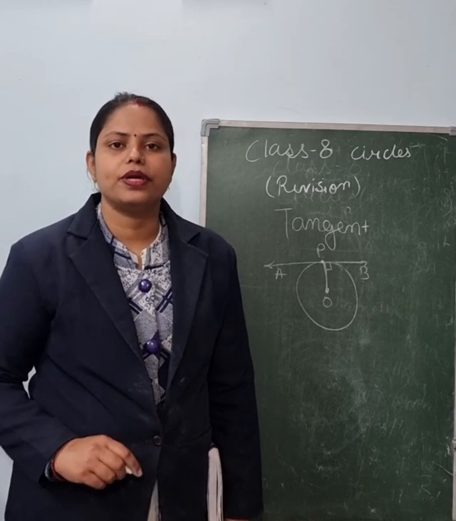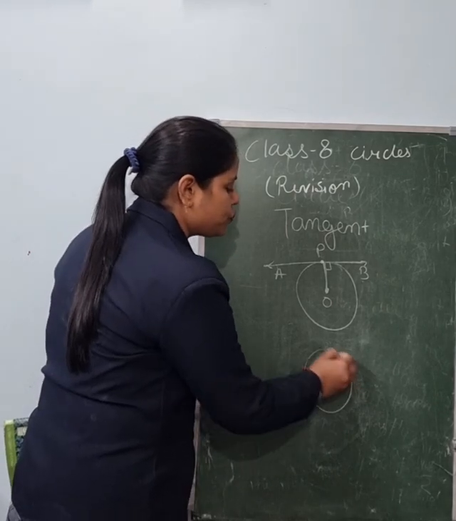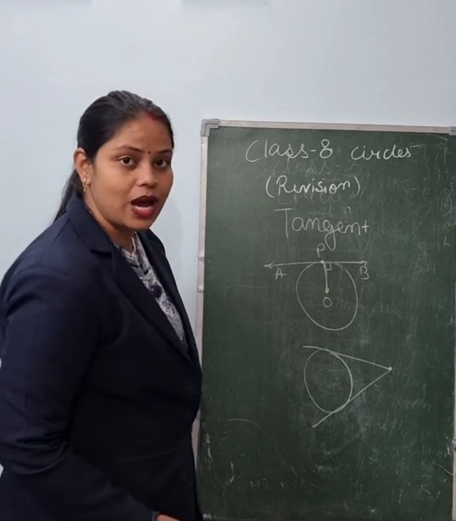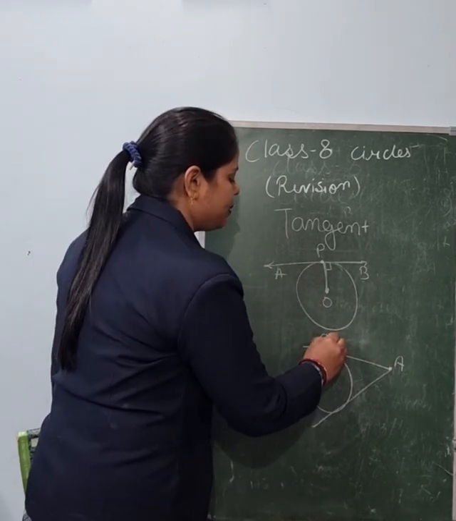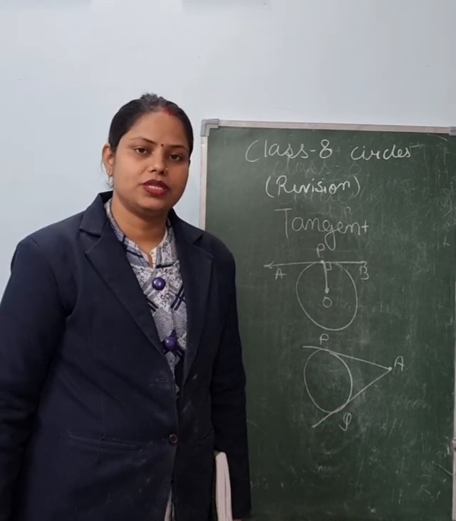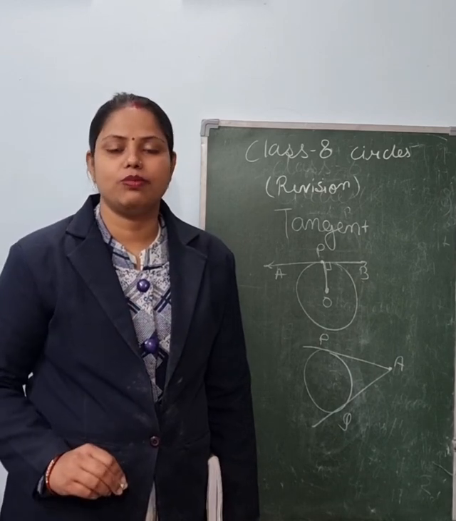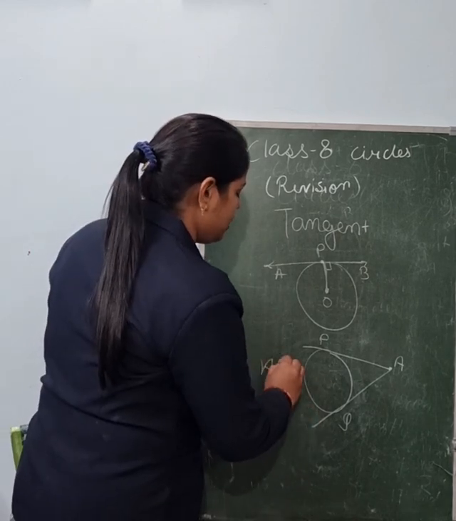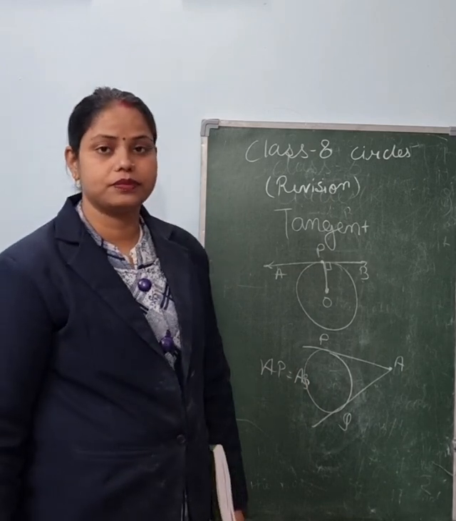The second important property of the tangent is that if we draw two tangents to a circle from the same point which is outside the circle, at an exterior point A, let them be AP and AQ. So according to the property of tangents, the tangents drawn to the circle from the same exterior point are equal in length. So we write down AP is equal to AQ according to the property.